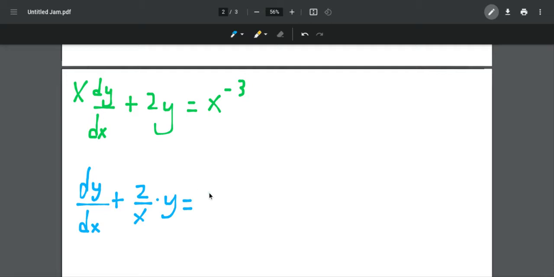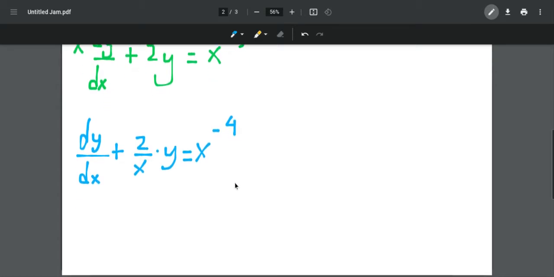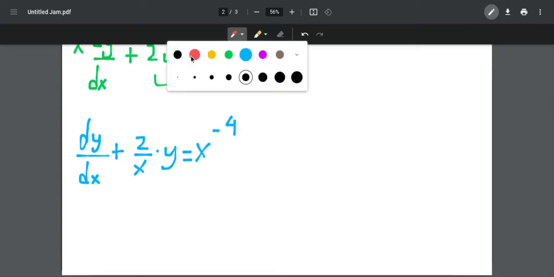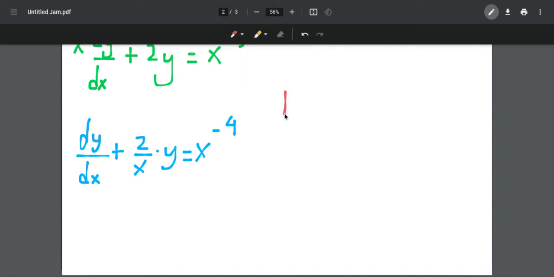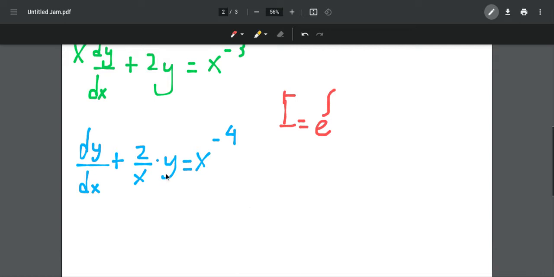We need to subtract the powers. We get x to the power of negative 4. Now we need to find the integrating factor. The integrating factor, which I write here as I, is evaluated by taking e to the power of the integral of the expression that is multiplied by y. We see that 2 over x is being multiplied by y, so we need to integrate 2 over x in the x world.